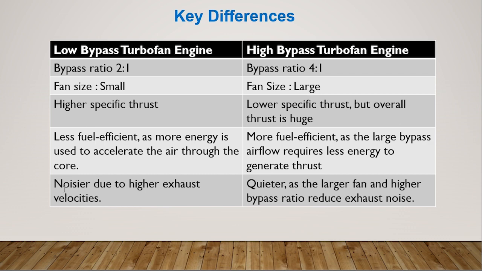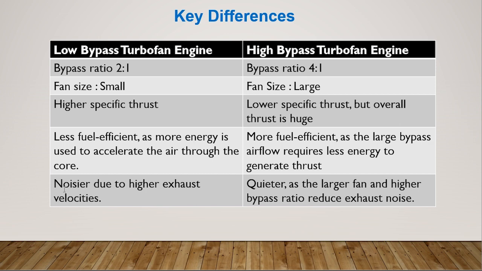The noise level is high because of the higher exhaust velocity. The exhaust velocity is utilized to produce more thrust in the low bypass turbofan engine, so the noise level is high there, but in a high bypass turbofan engine it is quieter.